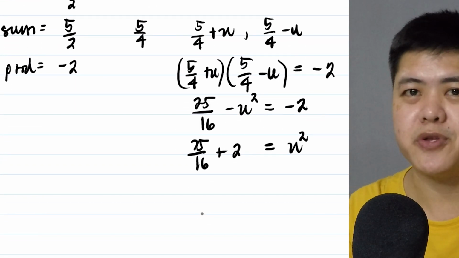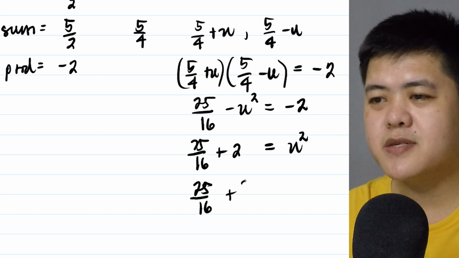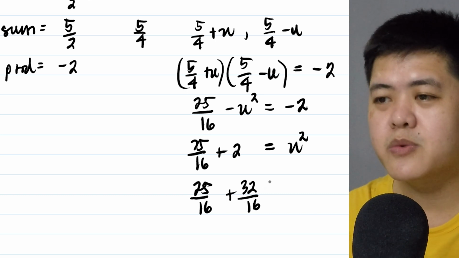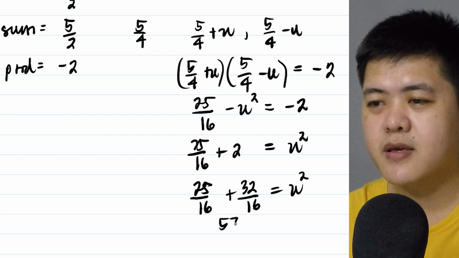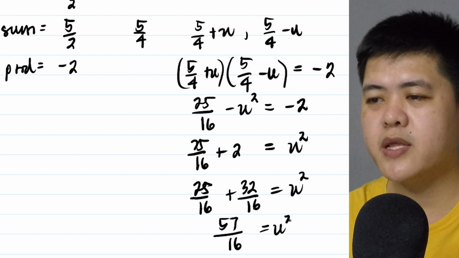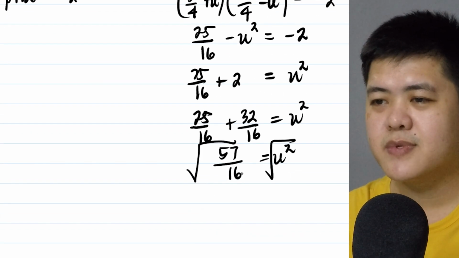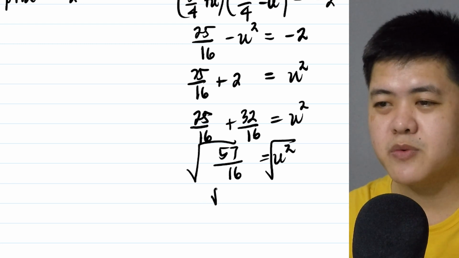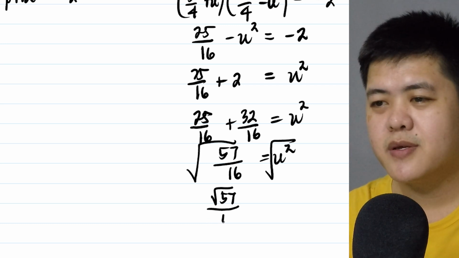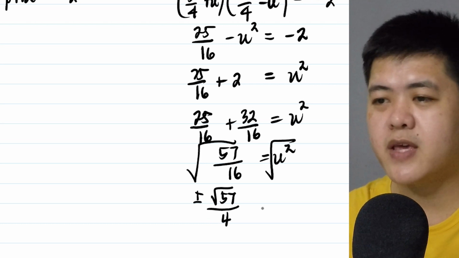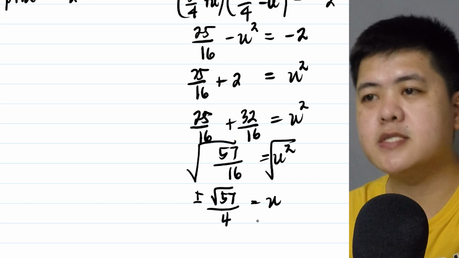Yung 2, pwede siyang gawing 32 over 16. So we'll get 25 over 16 plus 32 over 16, it's equivalent to 2, equals u squared. So 25 plus 32, that's 57 over 16 equals u squared. And let's get the root of both sides. So, square root of 57, wala yung square root. So, pabayaan din siyang square root of 57. Pero yung 16 meron. That's plus or minus 4. So, this is plus or minus root of 57 over 4 equals u. Pero ang gamitin lang natin ay yung plus.